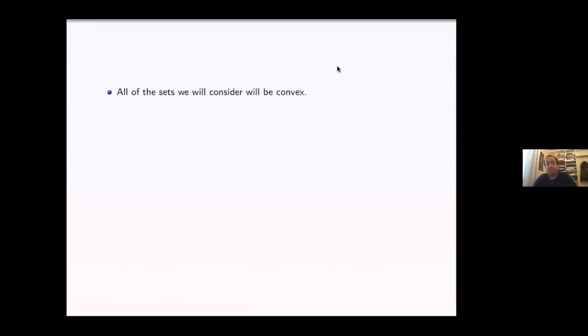So all the objects that I will talk about will be convex. Everything will be convex, and usually they will be extremely nice. So they will be definitely compact, and they will usually be so-called bodies, so they will have non-empty interiors, or they will be a bit fat, as one can say.